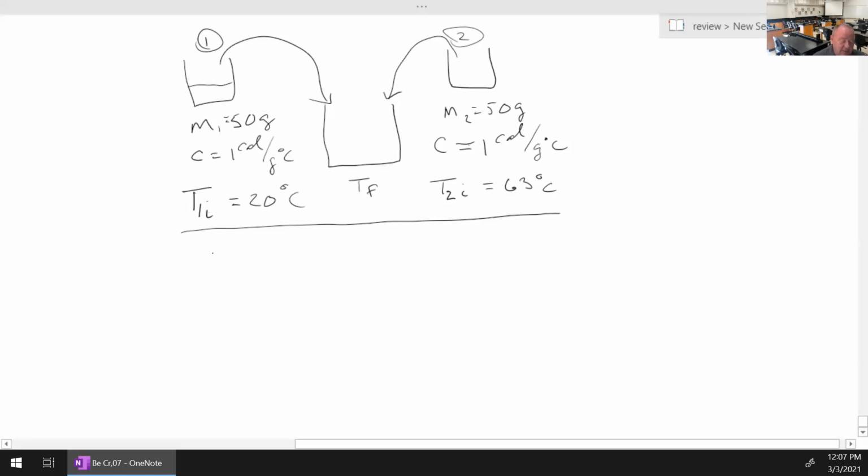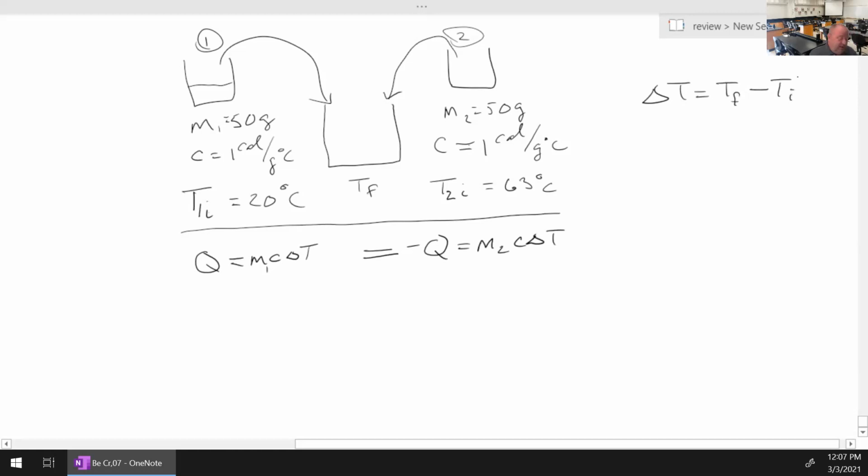So the heat transferred into the water of the first container is going to be positive because its temperature is going up. Q is equal to mc delta T, and I'll call that M1 there. And that's going to be equal to the amount of heat lost, or negative Q, for container number two. That'll be M2 C delta T. Now remember, delta T is always final minus initial, TF minus TI.